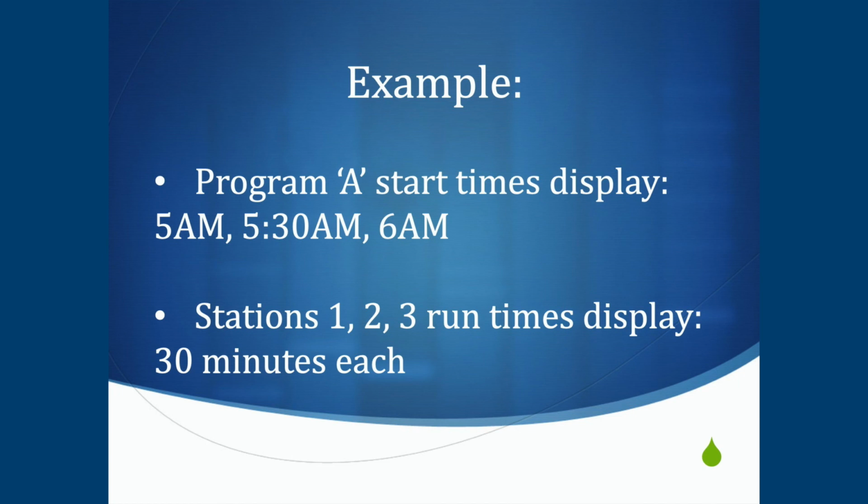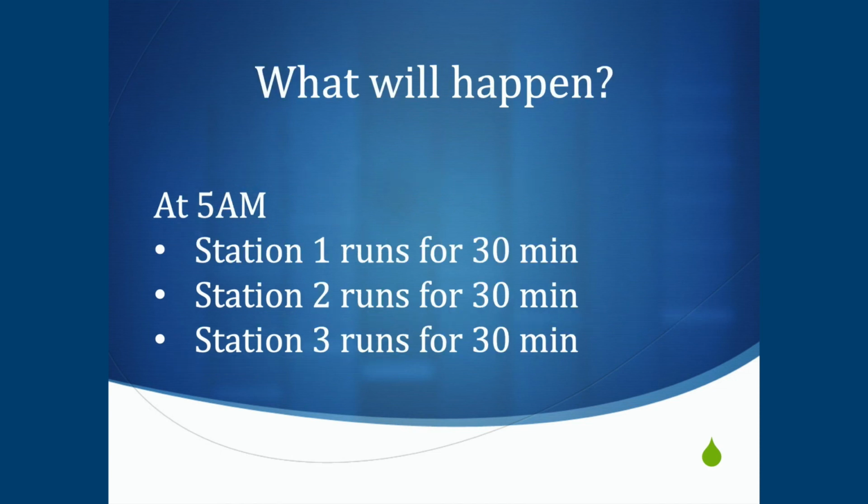So here's an example of what that might look like if it was a confusing input. Sometimes we'll run into this situation. You say, okay, program A, we have a 5 a.m. start time, a 5:30, and a 6 a.m., and then stations 1, 2, and 3 are running 30 minutes. You might look at this logically and say, okay, that makes sense, right? 5 a.m., 30 minutes. But what actually happens on the controller? Because we've given it 3 different times to start this program, at 5 a.m., station 1 will run for 30 minutes. Immediately after, station 2 will run for 30 minutes. And then immediately after, station 3 will run for 30 minutes because they're stacked.